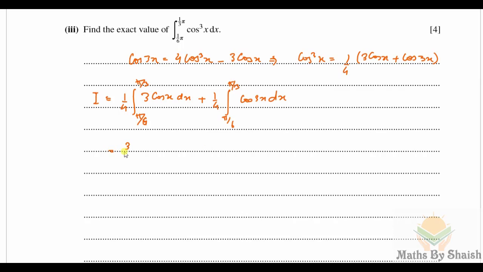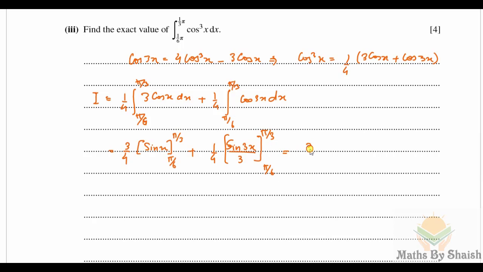So it is 3 by 4 cos x, integration is sin x, not minus sin x, sin x only. So it is going to be sin x from pi by 6 to pi by 3 plus 1 upon 4 integration of cos 3x is sin 3x upon 3, because the differentiation of 3x will also be divided, and then put the limits from pi by 6 to pi by 3.